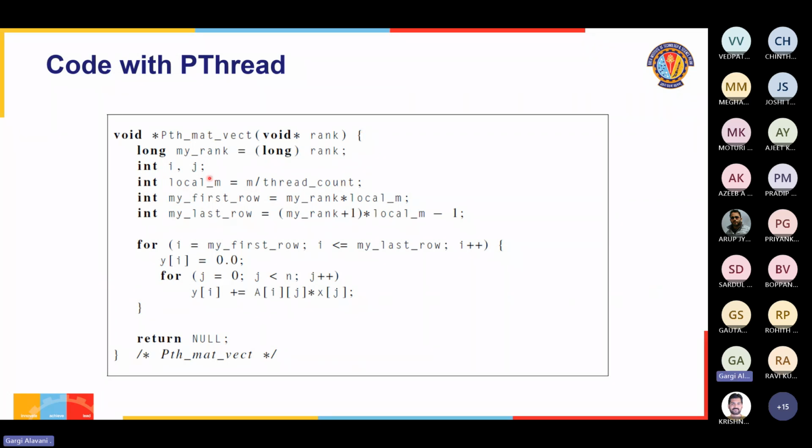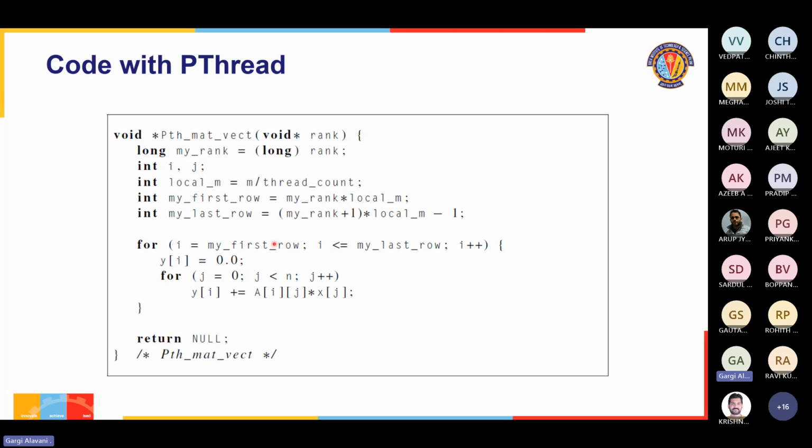Now the first row which the thread should calculate should be my rank into local M. Local M is the total size of the matrix divided by the thread count, how many threads we have. And the last row for this thread will be (my rank plus 1) into local M, minus 1. This will give you the last row.